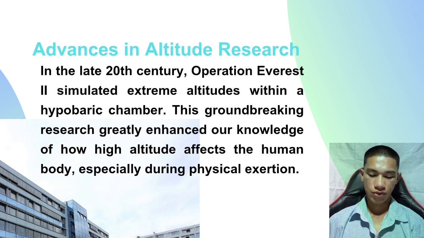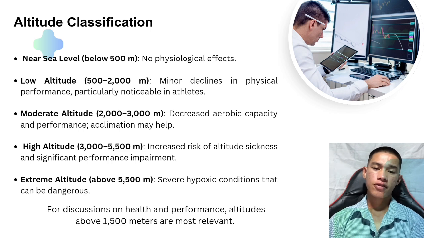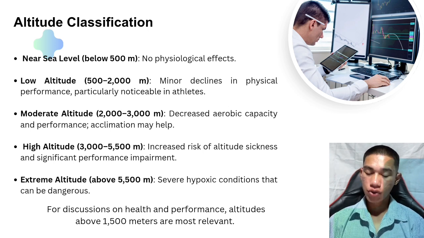So how did they classify the altitude? They categorized altitude into several levels. Near sea level, below 500 meters, there are no effects on the human body. In the low altitude, which is 500 to 2000 meters, there are minor performance drops; athletes may be affected. Moderate altitude is 2000 to 3000 meters.